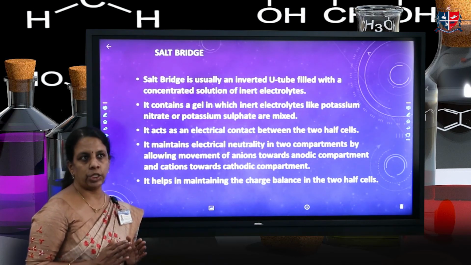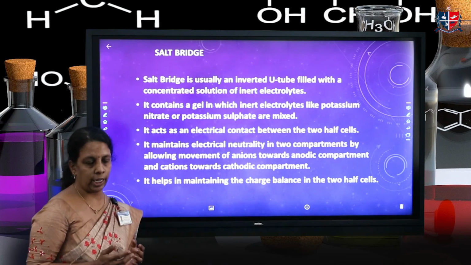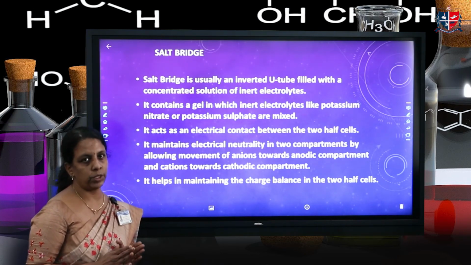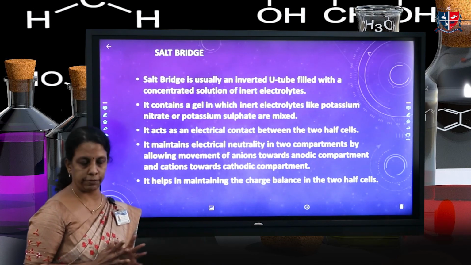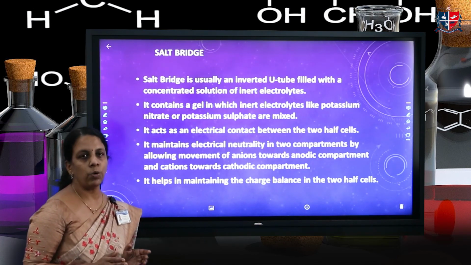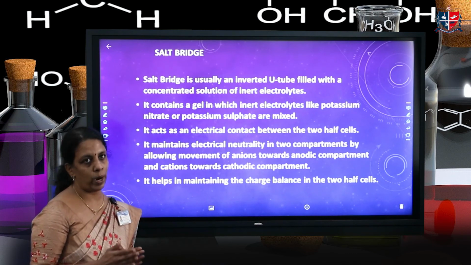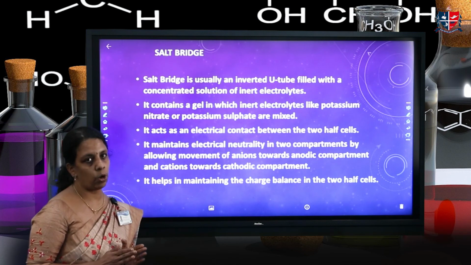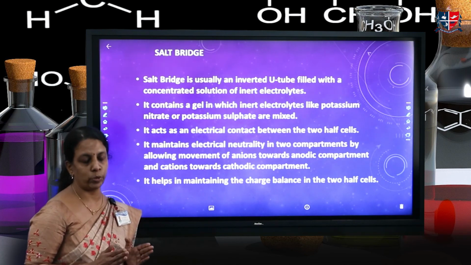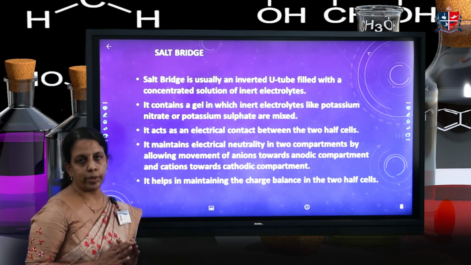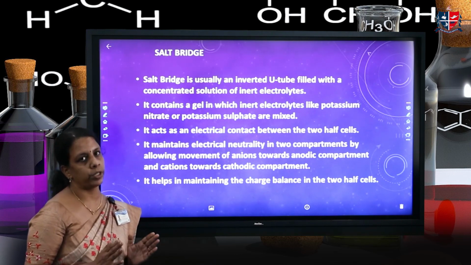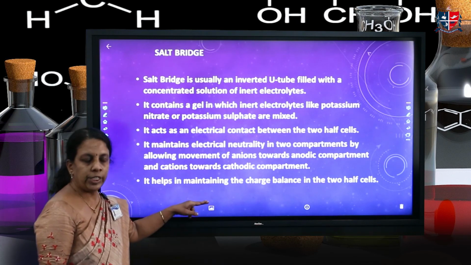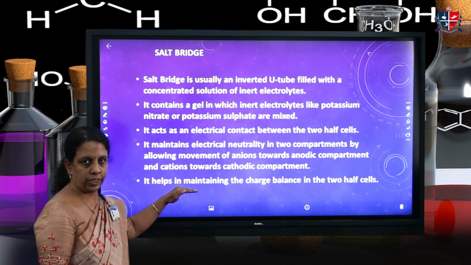Inert electrolytes used may be KCl or KNO3, potassium chloride or potassium nitrate. They will not react with any of the components of the half cells, but they will allow the transfer of ions from one half cell to the other, thereby maintaining the electrical contact or electrical neutrality. Thus, it balances the charge of both the half cells. So these are the major functions of a salt bridge.